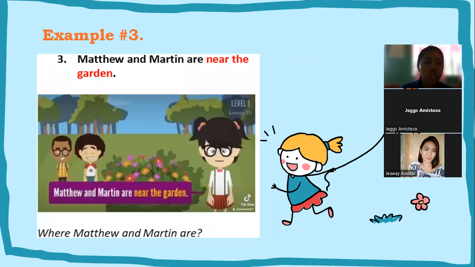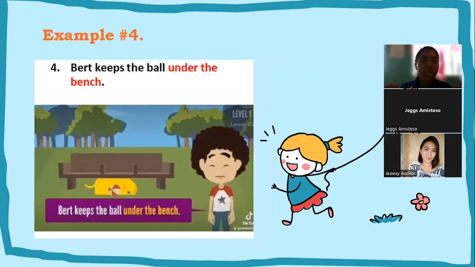In the next picture, Matthew and Martin are near the garden. Where Matthew and Martin are, Monica? Near the garden, teacher. Okay. In the fourth picture, Bert keeps the ball under the bench. Where Bert keeps the ball? How about Mark? Teacher, it's under the bench.